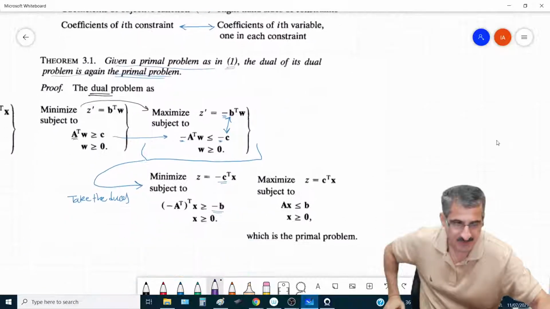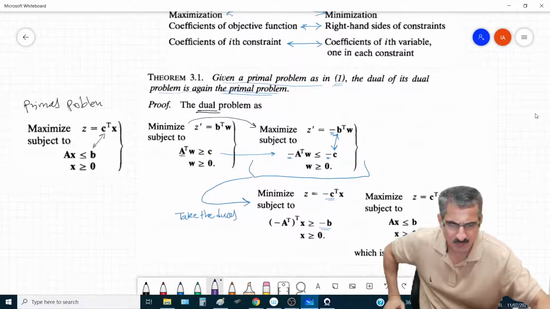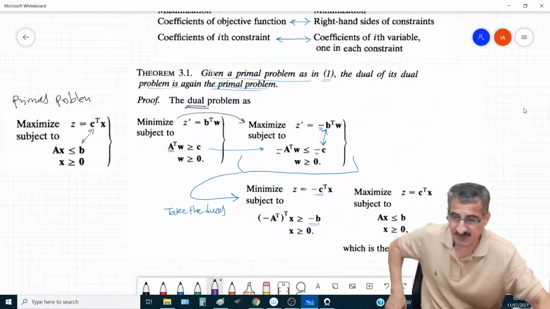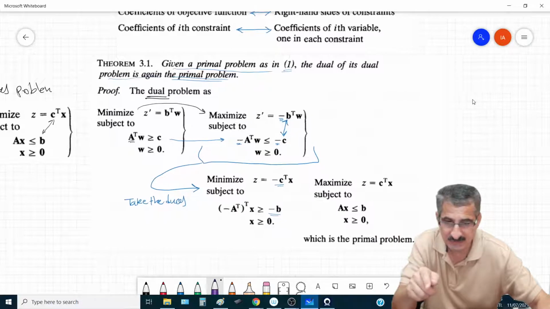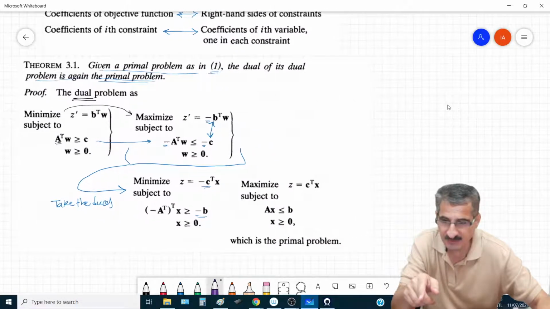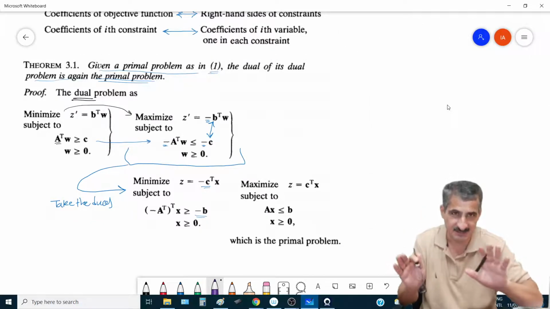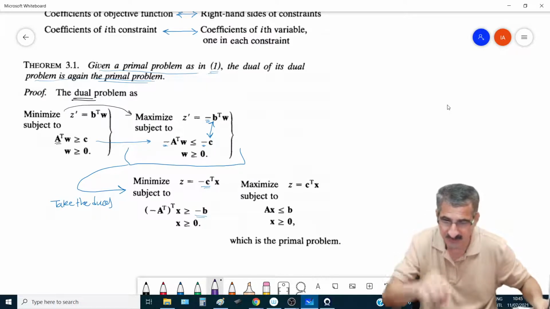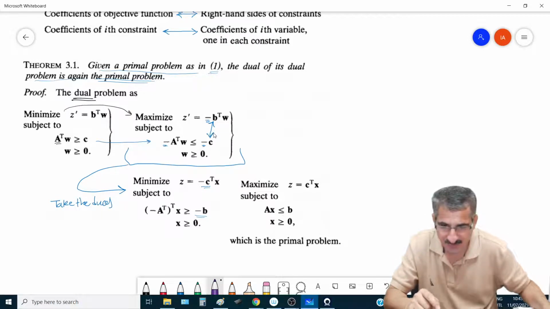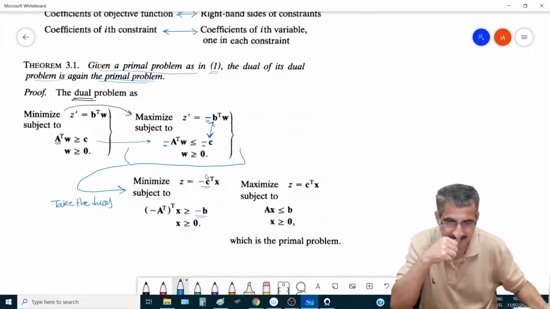Okay. So again, let's go back to the proof. Where were we? So we started with a primal problem. We made a dual, and then the dual we changed it from minimize to maximize. It is still the same, the dual. Okay, we multiplied by negative. Now take the dual, interchange B and C. Okay, and then we get that.